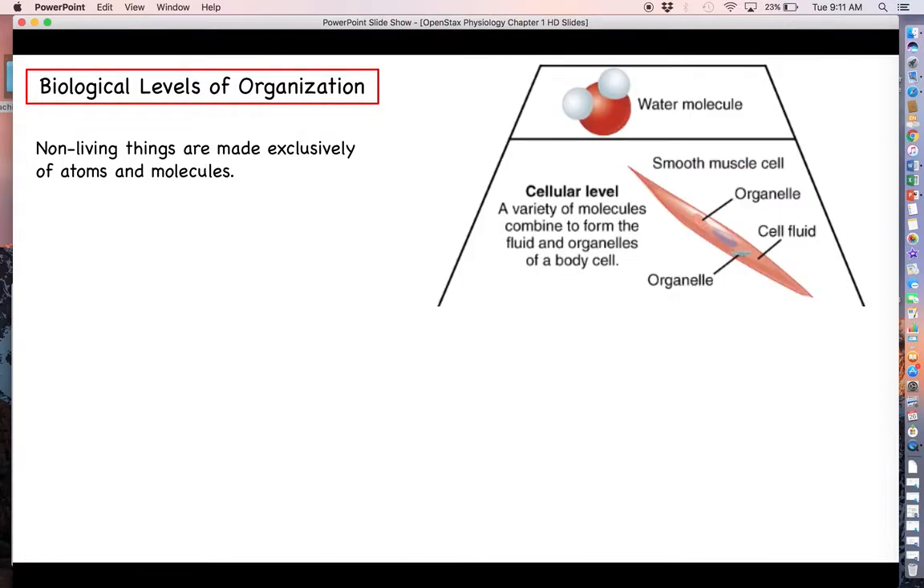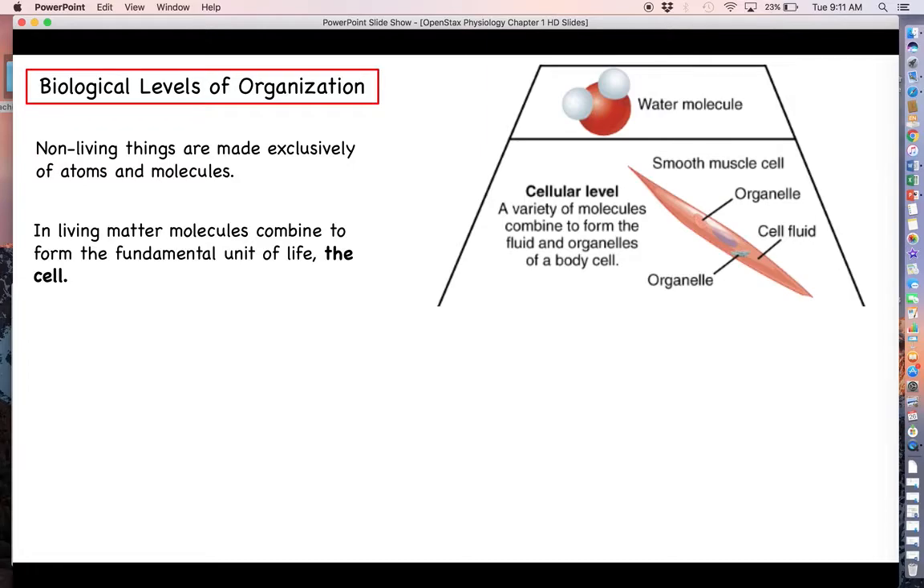So after molecules, we end up with the cell itself. Cells are basically functional units that are made up of many, many molecules all coalescing together to produce something that is functionally relevant for life. As I was mentioning before, non-living things tend to be exclusively made of atoms and molecules. It is the cell that separates a living organism from its surrounding inorganic matter.